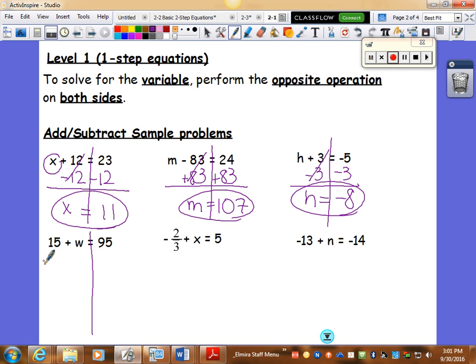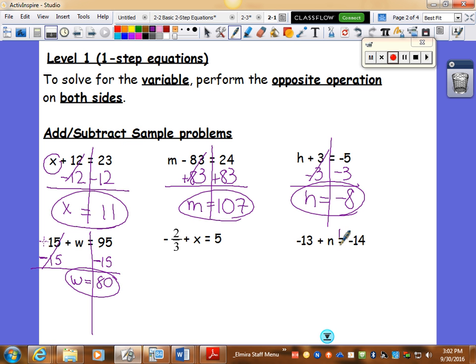I need to cancel the 15. So I know I'm going to put 15 here, and I know I'm going to put 15 here. But whether I should add or subtract depends on the sign of the 15. Now, technically, there's an invisible positive sign in front of the 15. So in order to cancel that, I need to use subtraction, the opposite sign. So that would cancel, and 95 minus 15 is 80. Okay, I'll come back to the fraction one in a minute.